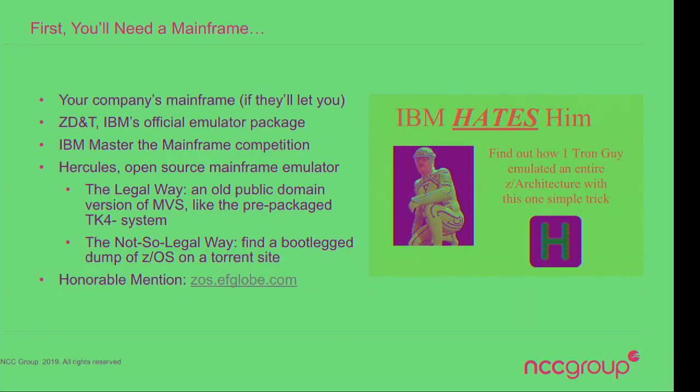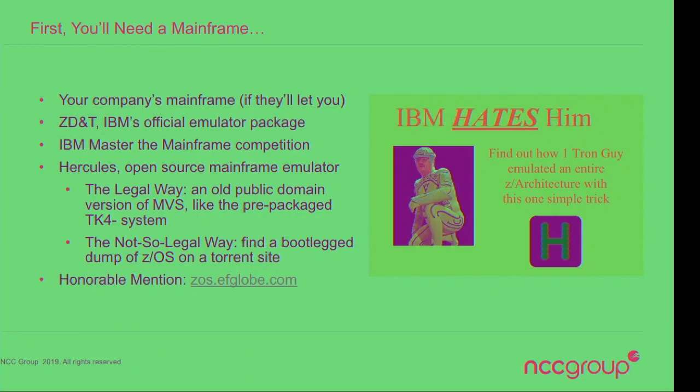So the legal way is, because mainframes are so old, there are actually versions of the old MVS operating system that have lapsed into the public domain. And there's a couple of hobbyist distros of them floating around, like TK4- is a very popular one that you can run. MVS is public domain, but a lot of the stuff in it isn't. So they've had to write replacements for ISPF and some of the programs and stuff like that. But it's another good way to familiarize yourself with it or run your own.